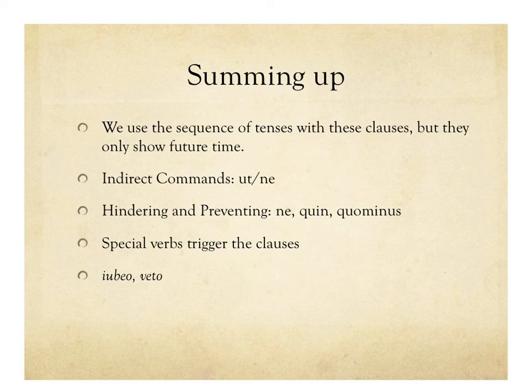So finally, summing up, we use the sequence of tenses with these two new types of clauses, clauses of hindering and preventing, and indirect commands. But we only use the present or the imperfect because they, just like purpose and result clauses, are only showing future time. For indirect commands, we use ut ne, and so that's going to look really familiar, but we're not going to confuse them at all with purpose clauses because we have that command verb. So as soon as you see a verb like impero or persuadeo or something, you're going to know, oh, this is an indirect command. I'm all over this, right?